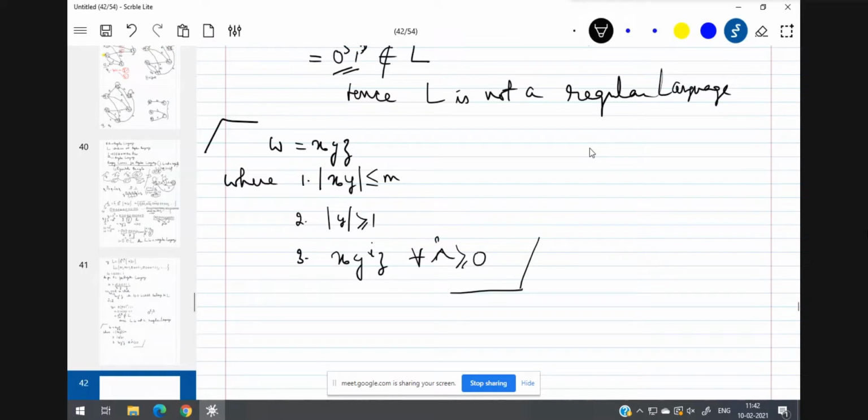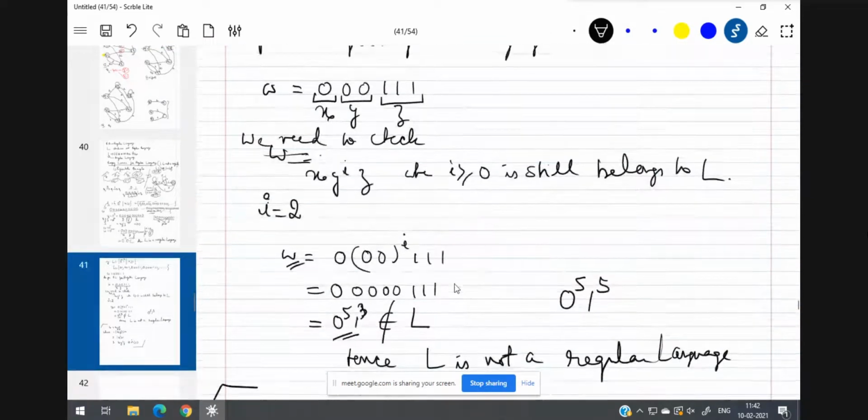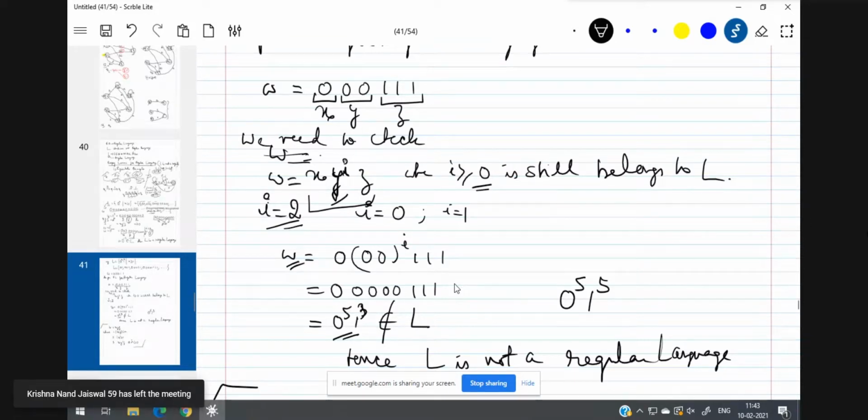And I just want to explain one more thing here. Even though i is greater than or equal to 0, why am I always checking i equal to 2? Why am I not checking for i equal to 0? Now, what's the purpose of this power i? What is the purpose of y to the power i? It will help us to increase the length of W, depending on the value of i.